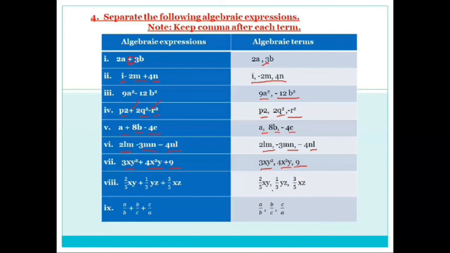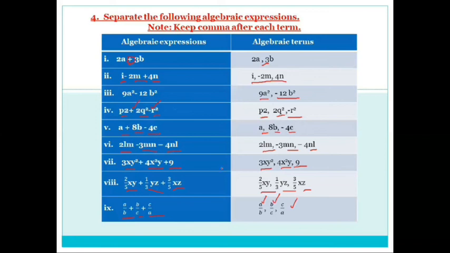But here in the 7th, 2 over 5xy plus 1 over 3yz plus 3 over 5xz. And here I have underlined it and keep the comma after each term. Here also in the 9th part, a over b plus b over c plus c over a. I will introduce a comma after each term, and no need to write the plus here. Just the first term, then b over c, no need for plus, and here c over a.